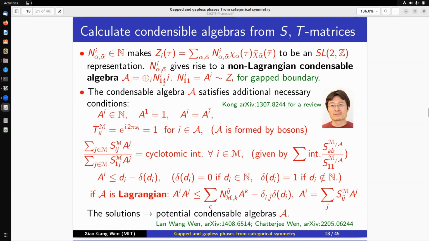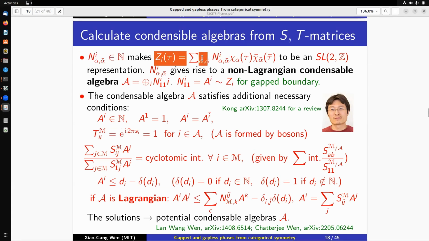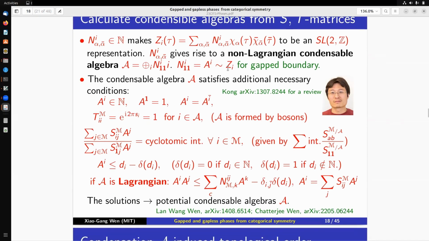So therefore, this N_i11 is like this A_i of the condensing algebra we talked about before, and so that determines what is condensed and what's not condensed. Yeah. So this way we can see that this particular partition function comes together with a certain pattern of condensation, a certain condensable algebra. You can just read it this way. From this coefficient, you can read that. Okay.